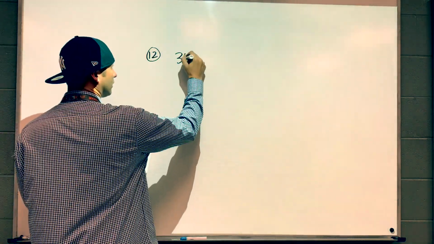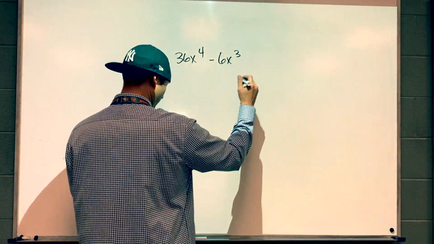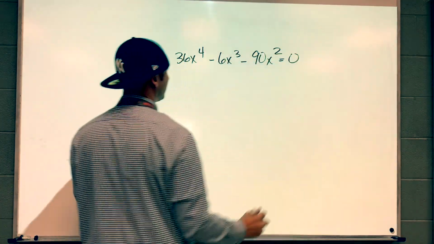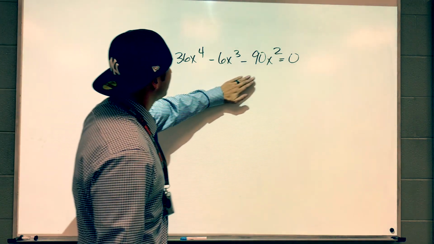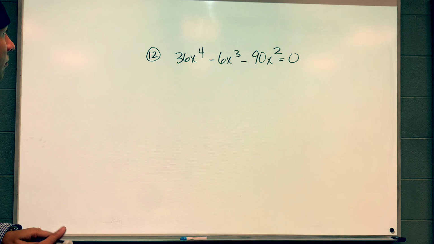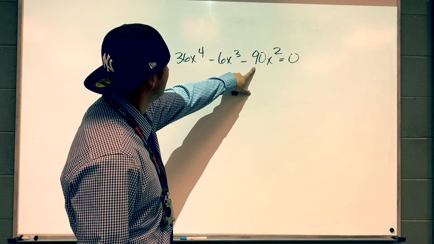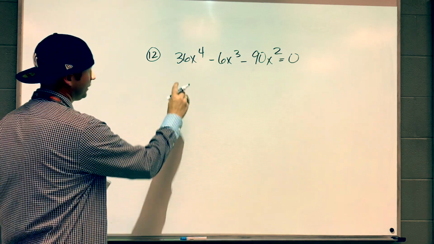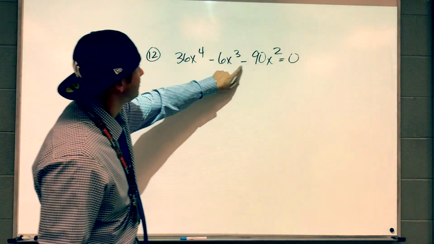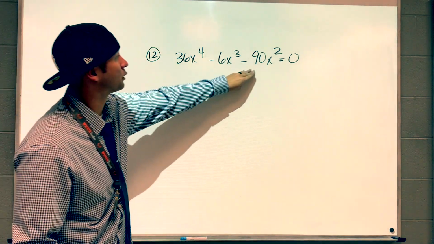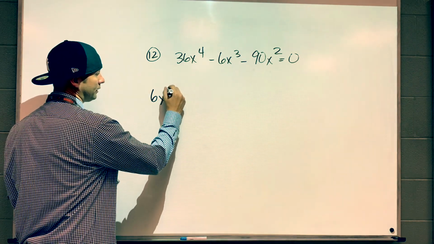Number 12. Okay, 36x to the 4th minus 6x cubed minus 90x squared is equal to 0. GCF, right? What can I pull out of all three? First thing, I'm looking at the numbers. Is this divisible by 6? It is. So if I pull out a 6, then I can pull out an x squared. X squared is common to both, right? That's the smallest one. So x squared.